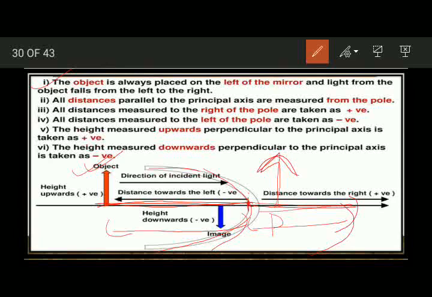Next, the height measured downwards, perpendicular to the principal axis. So height is always perpendicular to the principal axis. If the image is downwards, inverted, then its height is taken to be negative because it lies on the negative y-axis. And one more thing, light from the object falls from left to right. Always the incident ray of light falls from left to right because it comes from the object. Hope the sign conventions are clear to you.